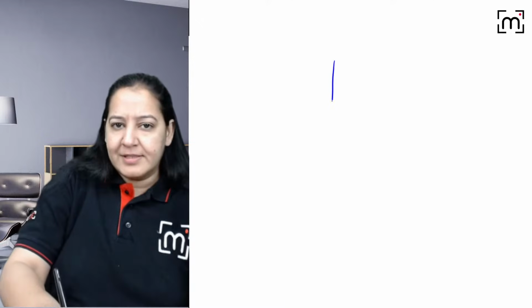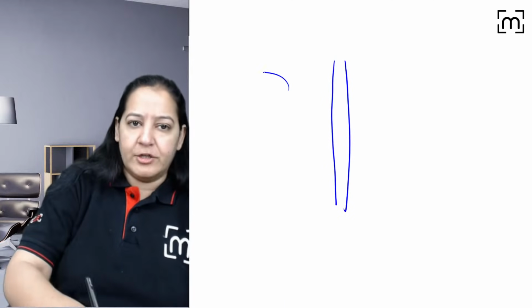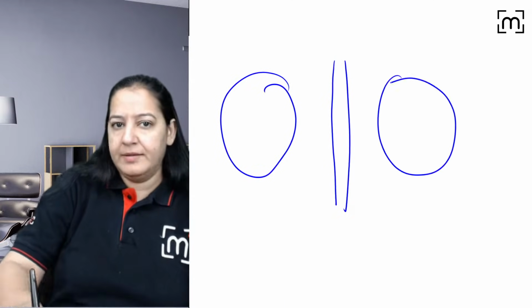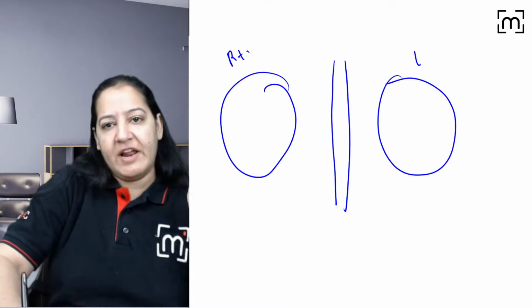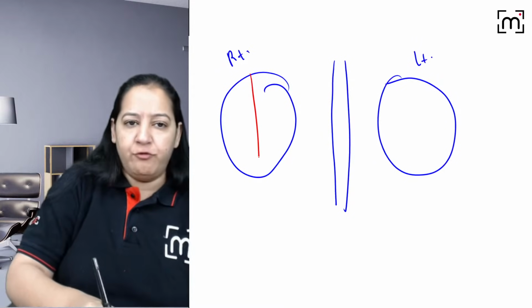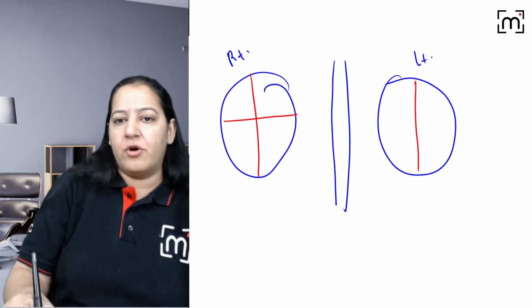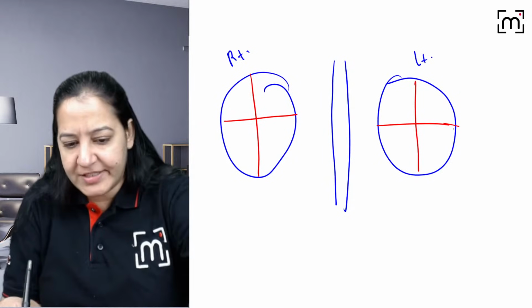Now, for each breast, let me draw it. This is the sternum of the lady. These are the two breasts: this is the right breast and this is the left breast. Let me divide the breast into four quadrants. What are the names of these quadrants? How do we name them?